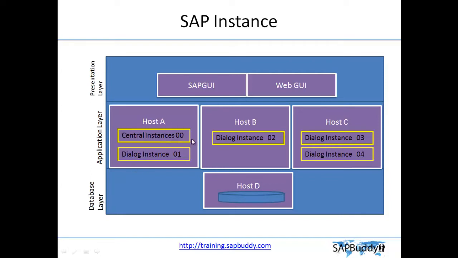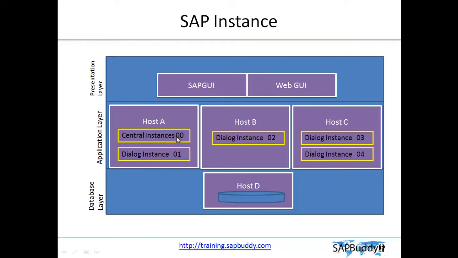You can see in host A the central instance 00, and you can also see a dialog instance 01. What is the difference between the central instance and the dialog instance? In the central instance, you have an additional service called the message server, which will control all the dispatches of each dialog instance. The central instance we can also consider a dispatcher, which also has dialog instances where you can process requests in the central instance.